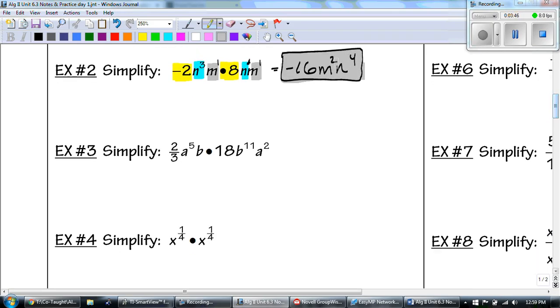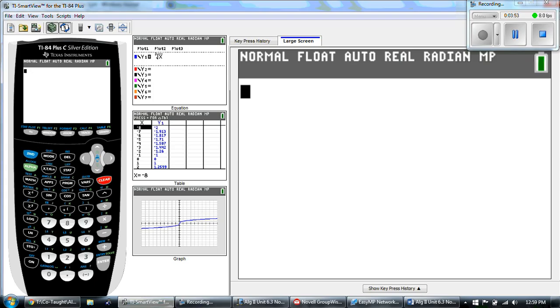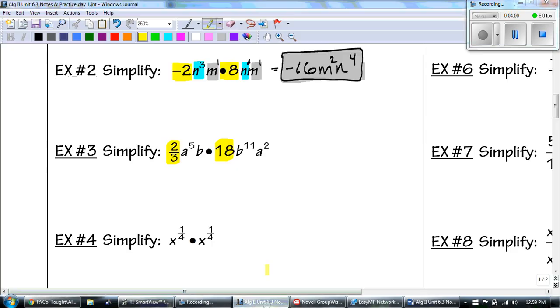Okay, so number 3. We multiply the coefficients. Remember, if you need to, use your calculator. 2/3 times 18 gives you 12. And then alphabetical order, I'm going to do the a's first. I add them. 5 plus 2 is 7. And then the b's. 1 plus 11, we get 12.